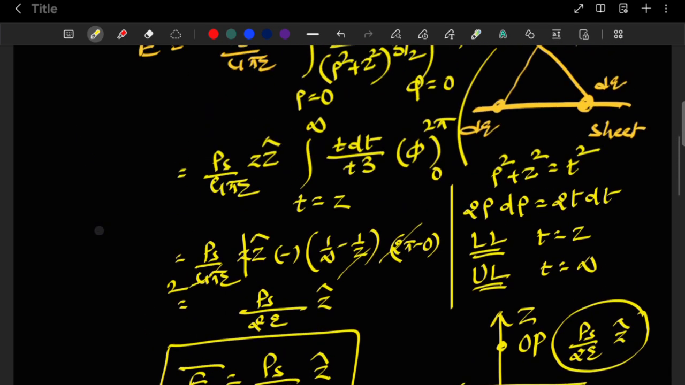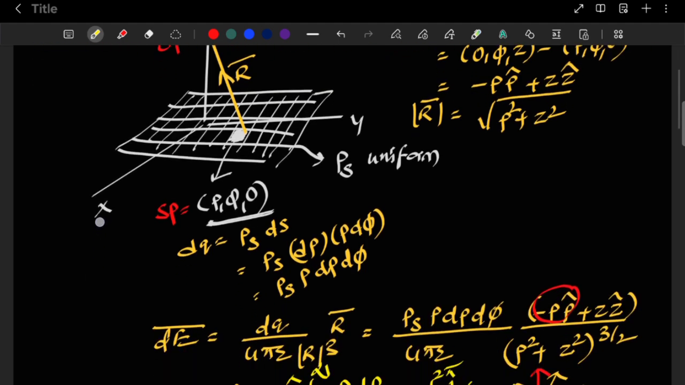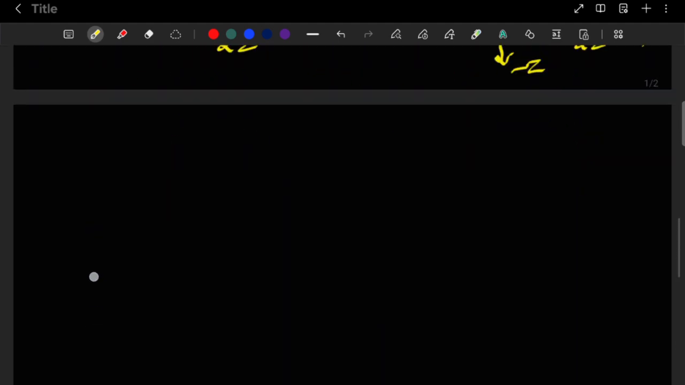So this is the way of finding the electric field due to the infinite sheet. It is just method 1. How are we defining method 1? The infinite sheet we have taken directly on the xy plane, and using the Coulomb's law approach we have done this derivation. Now we will see method 2.